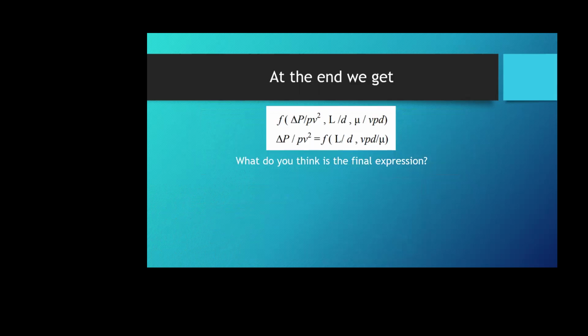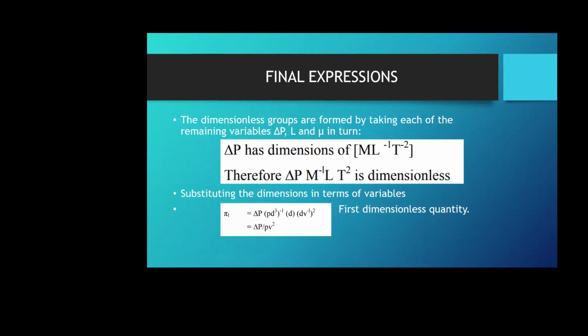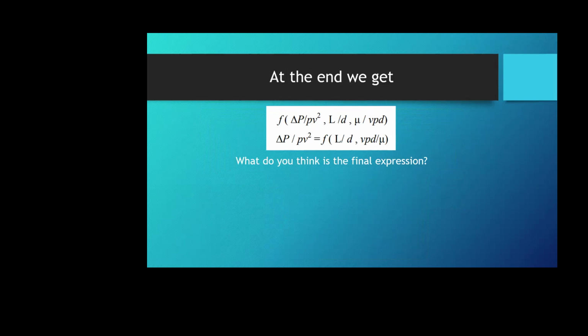At the end of the day, those are the dimensionless quantities which define the functional dependence. You will have a function of one dimensionless quantity, another dimensionless quantity, and another dimensionless quantity. But you want to solve one variable in terms of the other. So at the end, I decide to solve this delta P divided by rho V squared, which was actually the first one, as a function of the other dimensionless quantities.